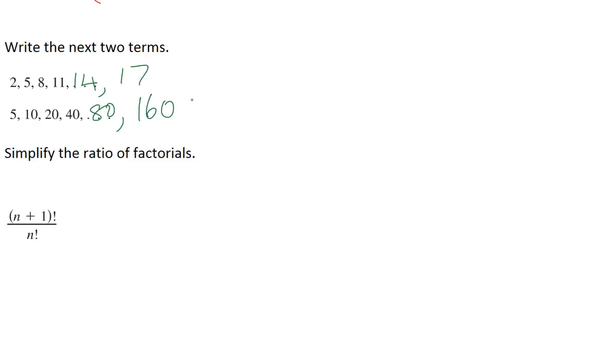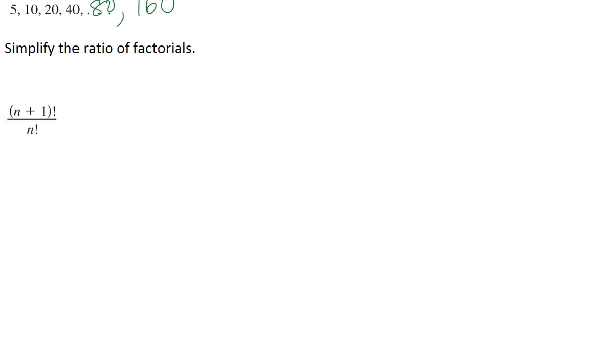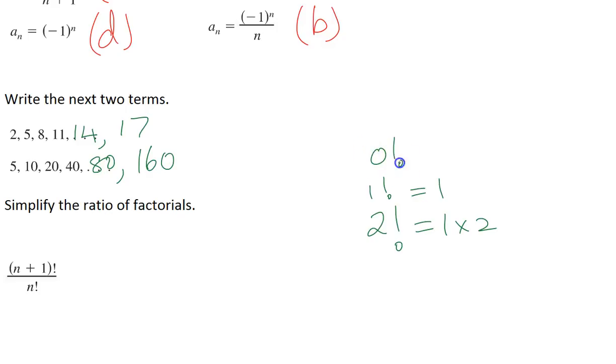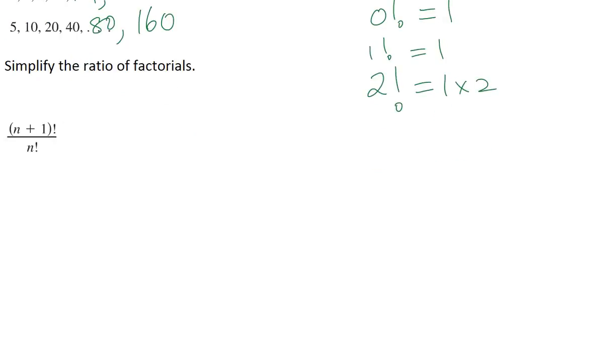Simplify the ratio of factorials. Now, if you guys are new to factorials, you might need a bit of review or introduction of the material. So guys, have a look. 2 factorial is 1 times 2. 1 factorial is simply 1. And please remember guys, 0 factorial by definition is also 1. 3 factorial, 1 times 2 times 3. 4 factorial, 1 times 2 times 3 times 4. That's how factorials work. You can keep on going.